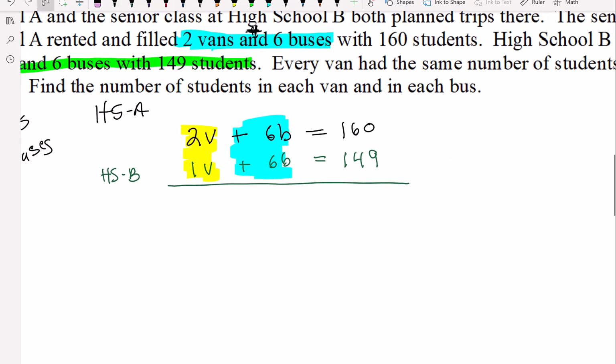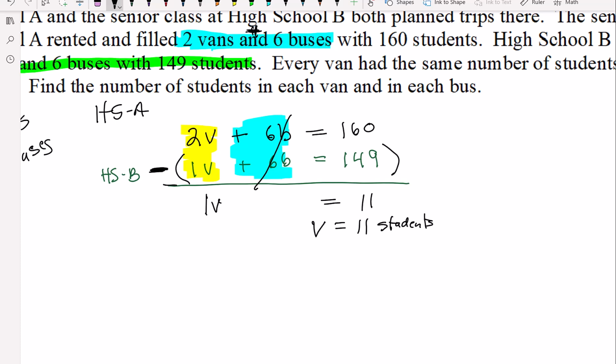So because when we add the columns, they will not eliminate, put parentheses around, and now we're going to subtract because 6B subtract 6B, this will cancel. So now we have 2V subtract 1V leaves 1V. 6B subtract 6B, that will cancel. And then 160 subtract 149 is 11. So we know that vans will carry 11 students. Each van will carry 11 students.